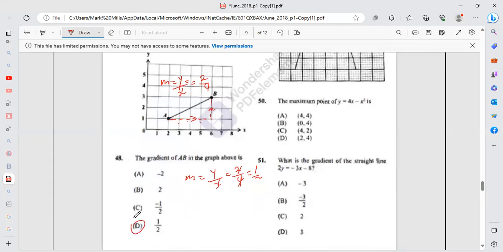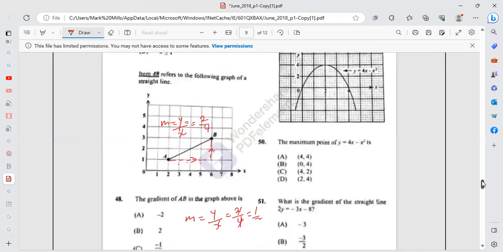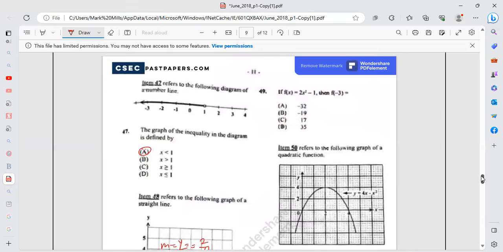All right. Next, we have a function question here. So it'll be 2 bracket negative 3 square minus 1. So this will be 2 times 9 minus 1, 18 minus 1, we get 17. So the answer that being C.